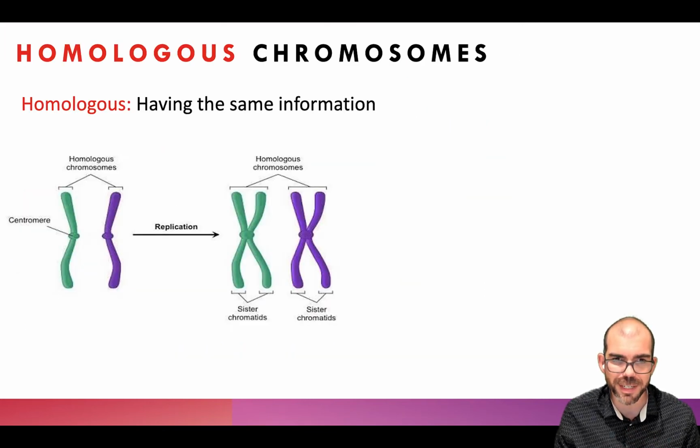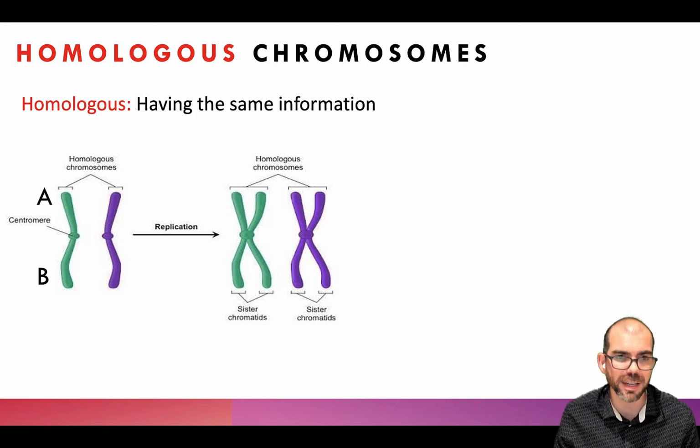When you have chromatids, those chromatids are what we call homologous. Homologous just means having the same information. Not only are chromatids within one chromosome homologous, but chromosomes can come in homologous pairs as well. Let's look at an example.